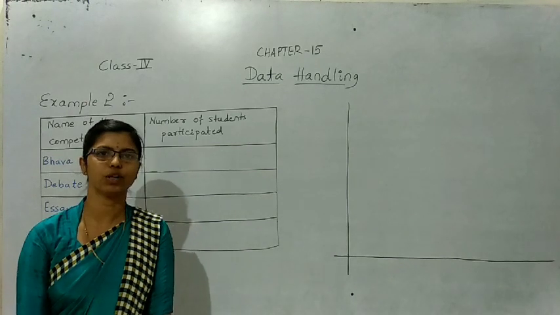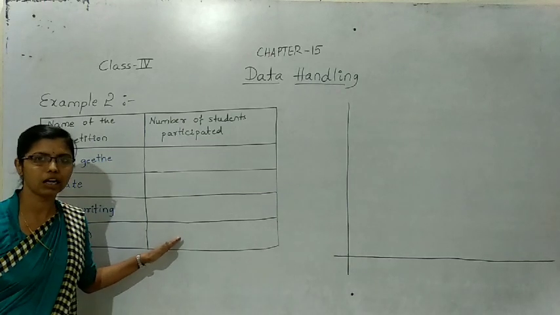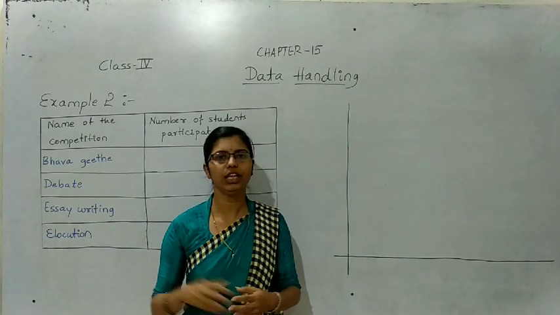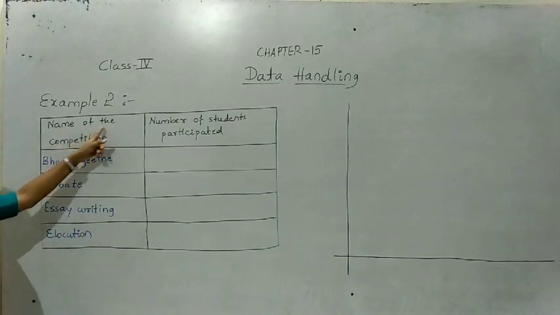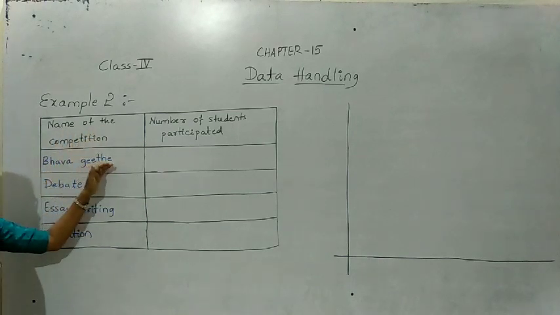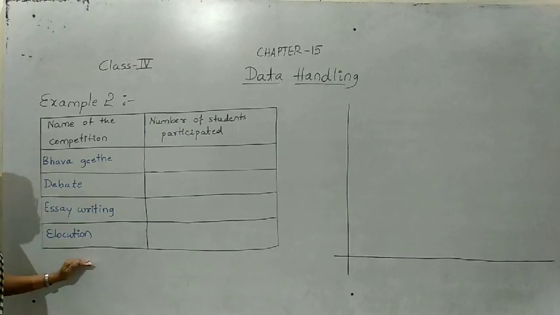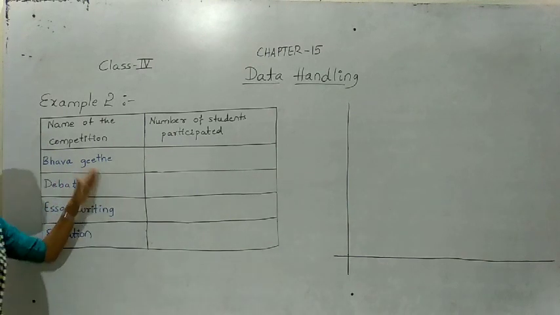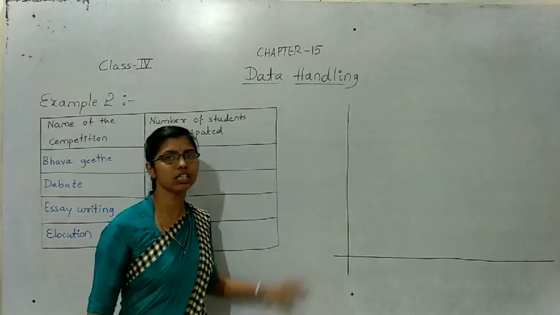In the previous class, we already discussed data handling and how to draw the bar graph, and we know the difference between pictograph and bar graph. Here is another example. They have given one table for you, with the names of the competitions: Bhavagite, debate, essay writing, and elocution. So these four competitions are there, and the table shows the number of students who participated in each. Like this, you should draw the bar graph for this table.